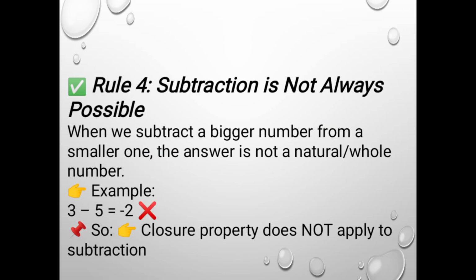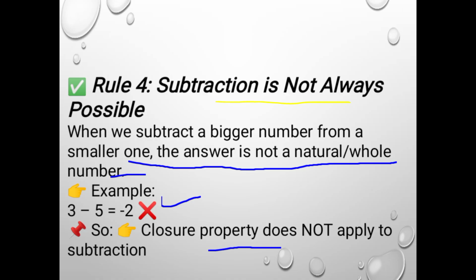Rule number 4, subtraction is not always possible. When we subtract a bigger number from a smaller one, the answer is not a natural or whole number. For example, 3 minus 5 is equal to minus 2. So closure property does not apply to subtraction.